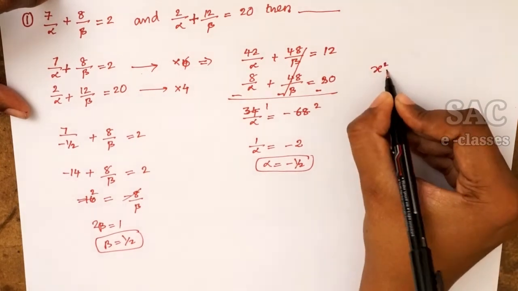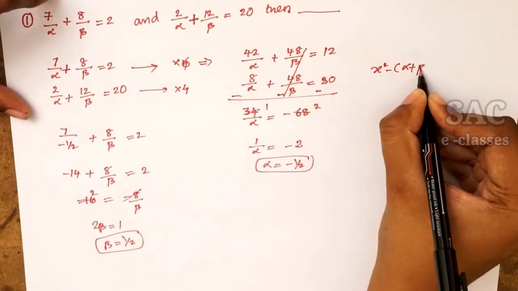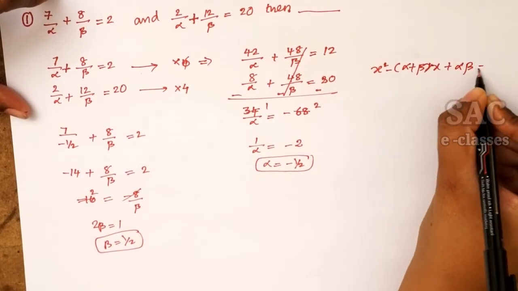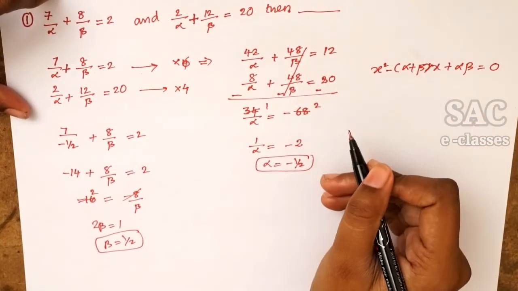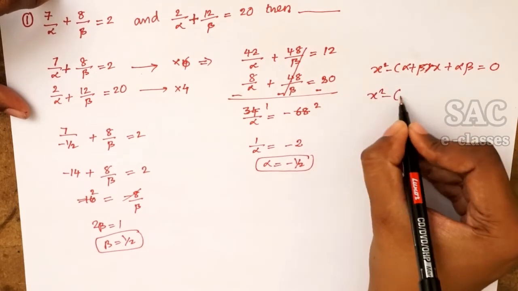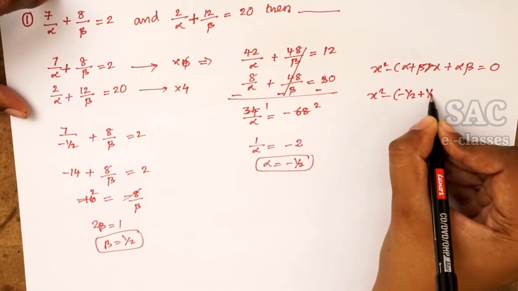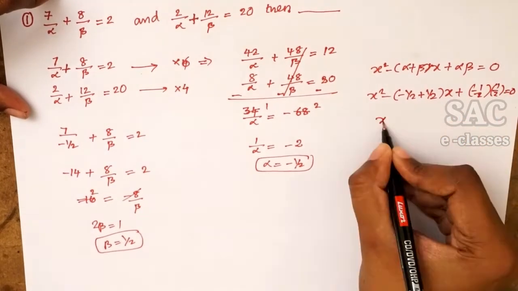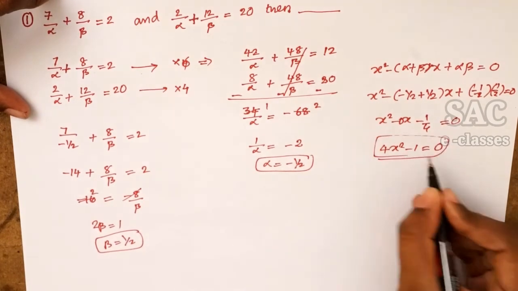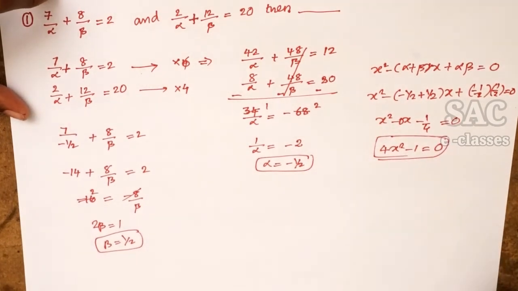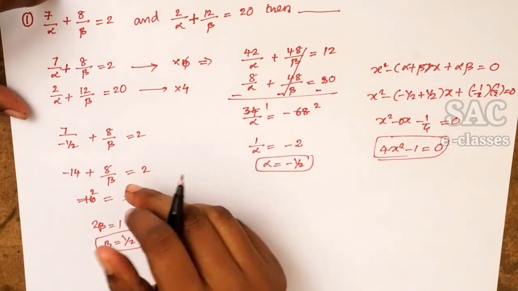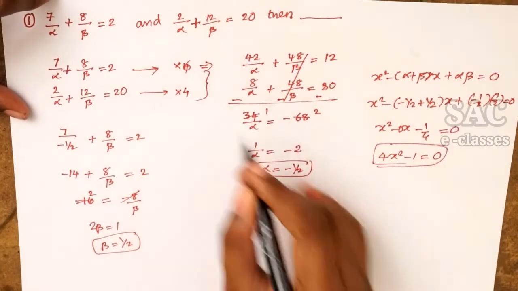We know that x square minus (alpha plus beta) into x plus alpha beta will be the required quadratic equation whose roots are alpha and beta. X square minus (1 by 2 plus 1 by 2) into x. This will be the required quadratic equation whose roots are 1 by 2 and minus 1 by 2, which are alpha comma beta.